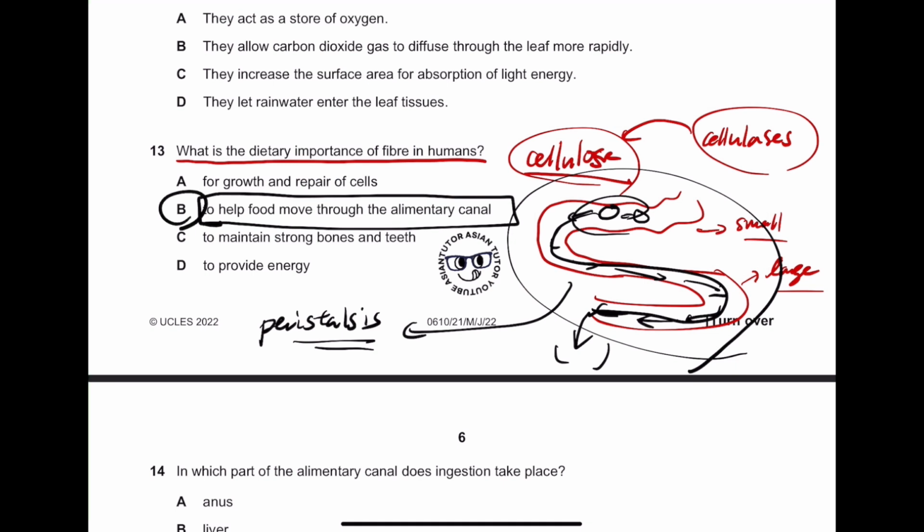I mean, it doesn't actually happen because of the fiber. It happens anyway, but fiber helps food molecules to move through the alimentary canal faster and probably more effectively. So, answer is B. Okay.